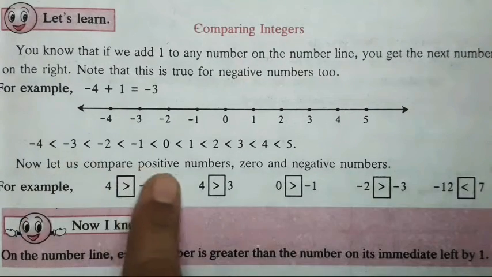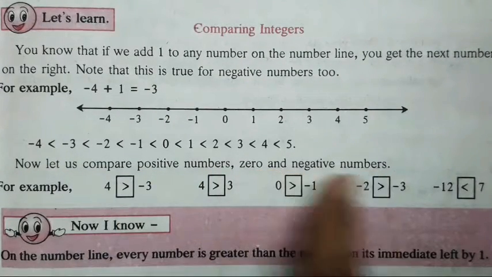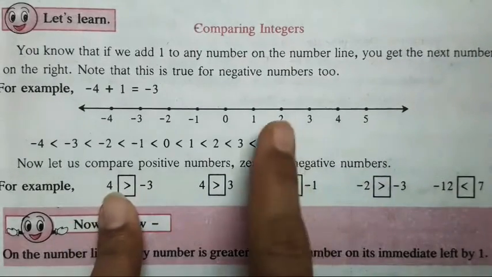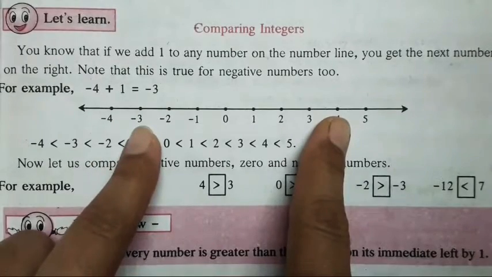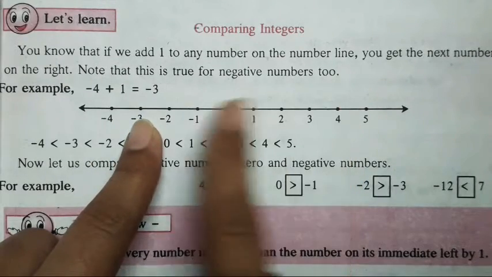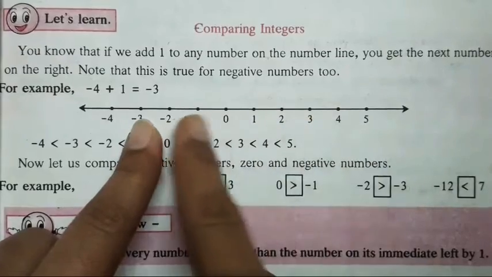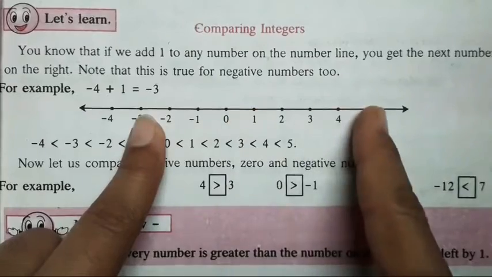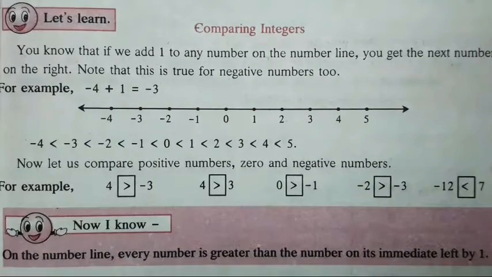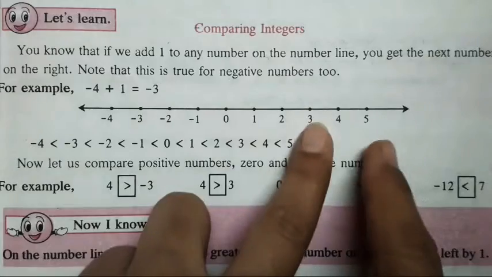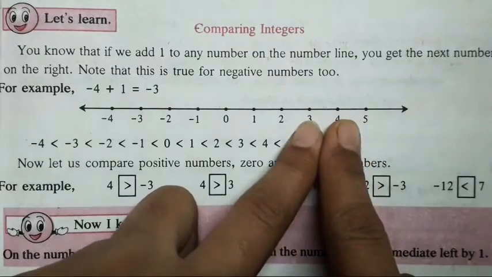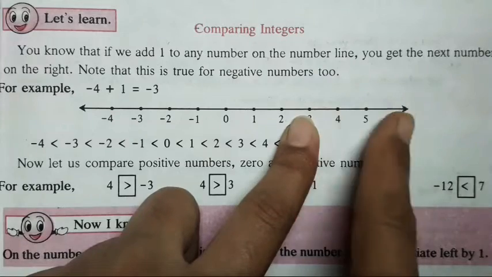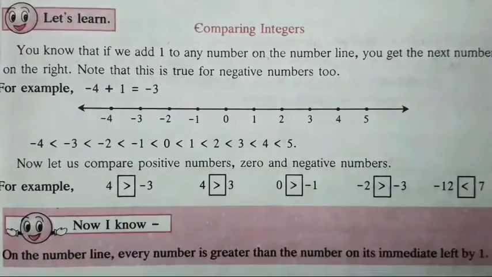Now let us compare positive number and 0 and negative number. Now few examples are also given over here. 4 and -3. So 4 is over here, -3 is over here. Which will be greater? 4 will be greater. क्यों? Because we have to compare this side वाला number. यहाँ से जो भी number आएगा, that will be greater. 4 and 3, both are positive numbers. So 3 is over here, 4 is over here. So which will be greater? 4. हमेशा right hand side वाला number ही greater रहेगा.